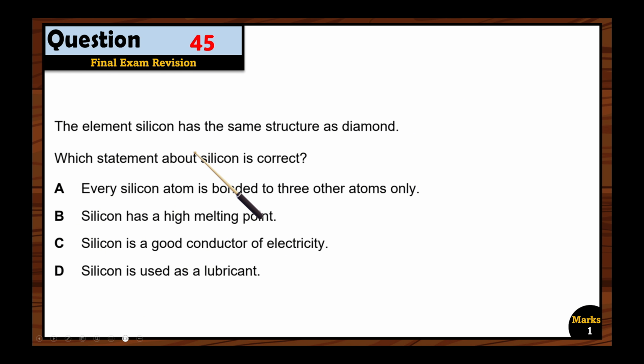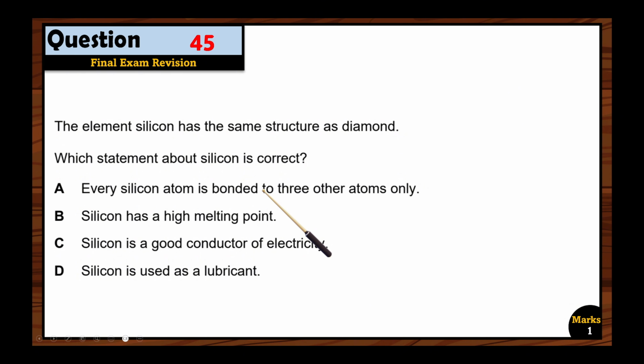Question 45. The element silicon has the same structure as diamond. Now, they are not asking about silicon dioxide, they are just asking about silicon. So which statement about silicon is correct? Every silicon atom is bonded to 3 other atoms only. No, because if it has the same structure as diamond, and diamond makes 4 bonds, silicon should also make 4 bonds. So option A is wrong.